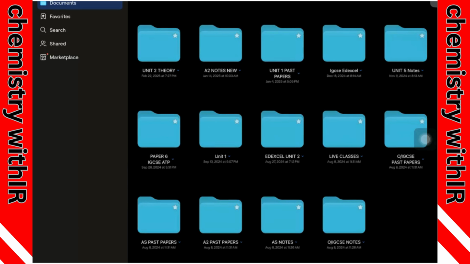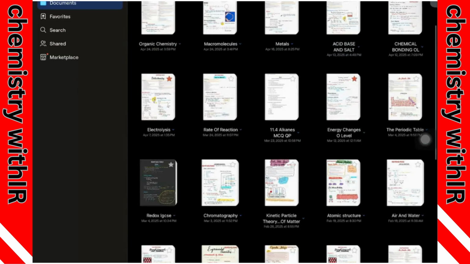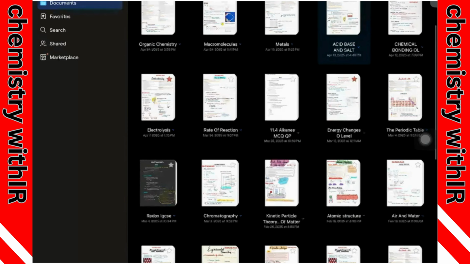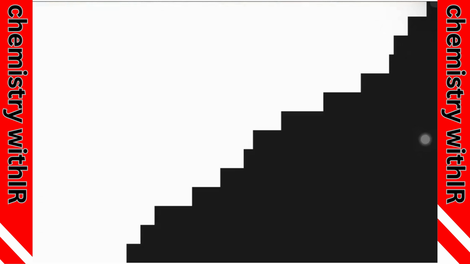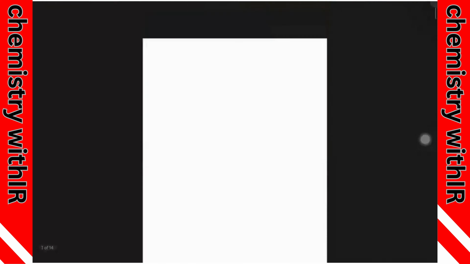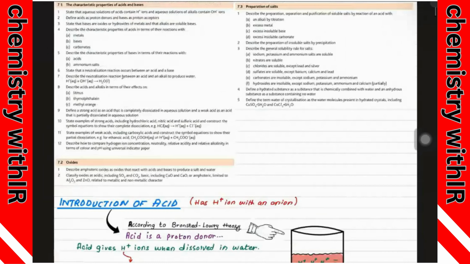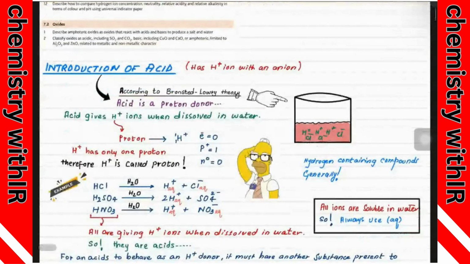Derived from the word acidus. Since this is the chapter on acid, base, and salt, first of all we will start with acid. The term acid is derived from the word acidus, which means sour in taste. So the substance which has a sour taste, I would call an acid.